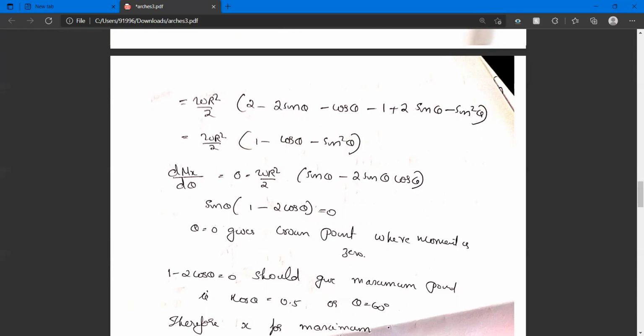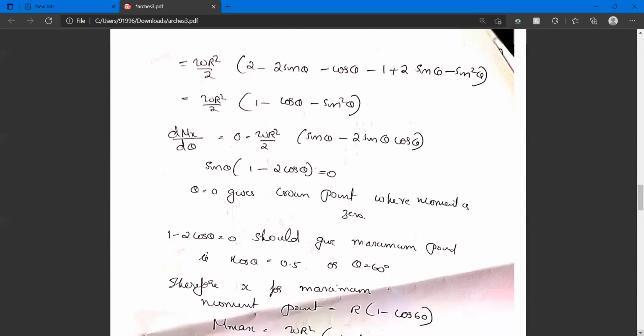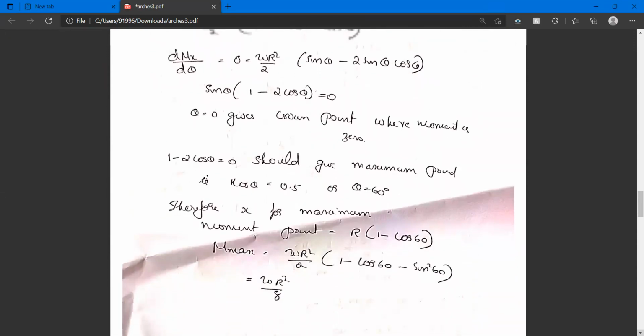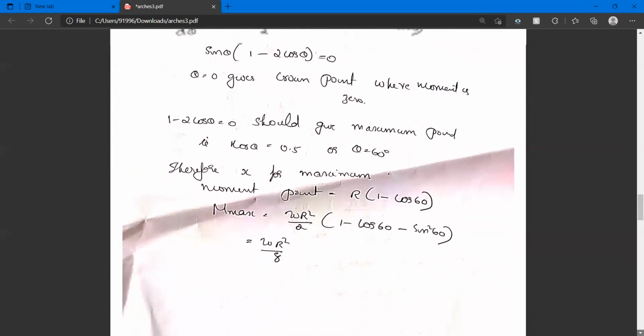Sin theta equal to 0, that is theta equal to 0. Again, 1 minus 2 cos theta equal to 0 means it should be the maximum point. That is where cos theta equal to 0.5 or theta equal to 60 degree. That means x for maximum moment point is r into 1 minus cos 60. So M max is equal to w r square by 2 into 1 minus cos 60 minus sin square 60.